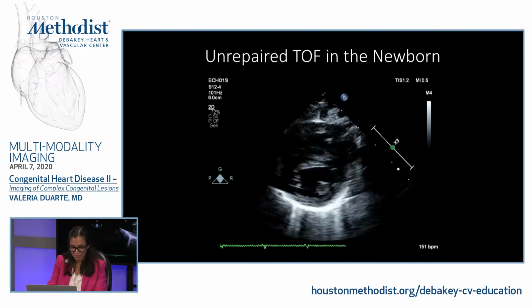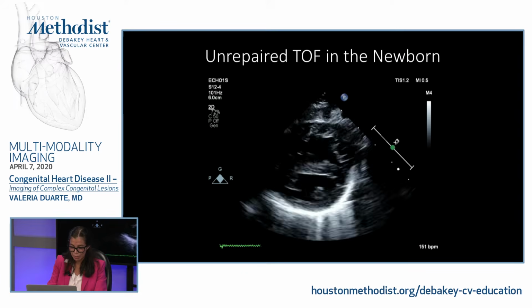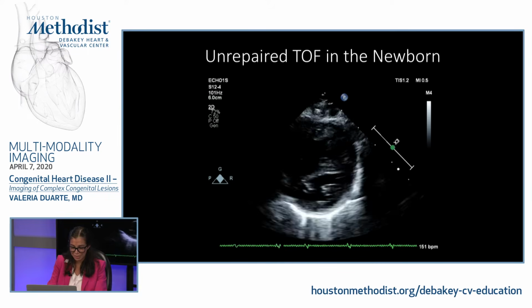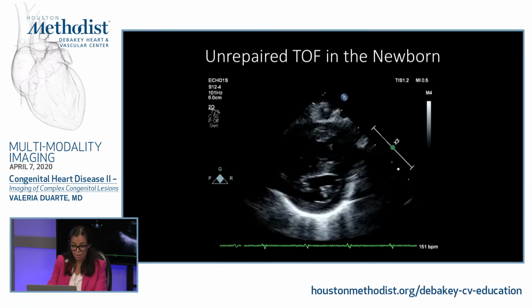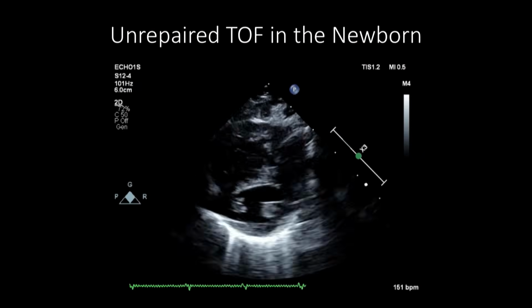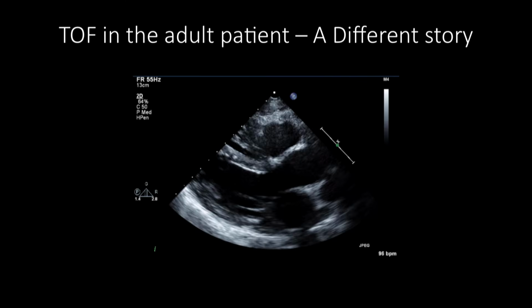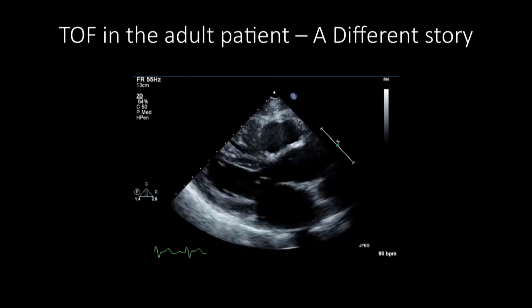Okay, so this is a patient with completely unrepaired tetralogy of Fallot. We don't see them often in our adult echocardiography labs, but it's important to understand the history of these patients to image them better. Okay, so let's look at pictures of an adult patient with tetralogy of Fallot. And it's a different story in many ways, not only because of the repair.